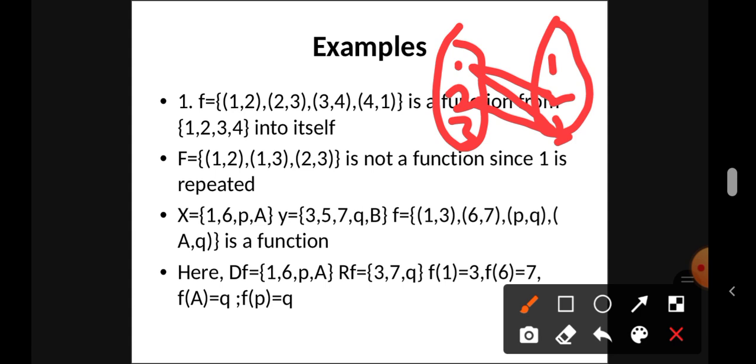And f(1) = 3, f(6) = 7, f(a) = q, and f(p) = q. Right? Here 1 to 3, 6 to 7, p to q and a to q. We are having some connections. So we can say f(1) = 3, f(6) = 7, f(a) = q and f(p) = q.